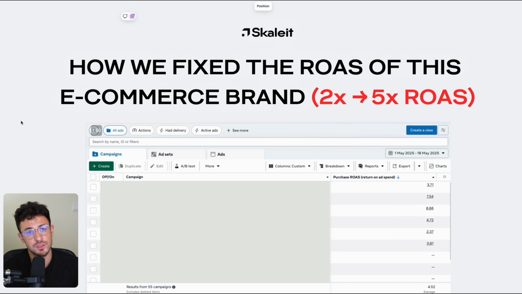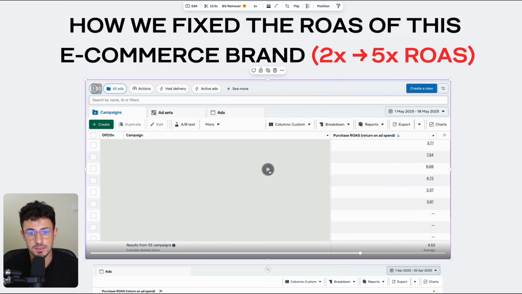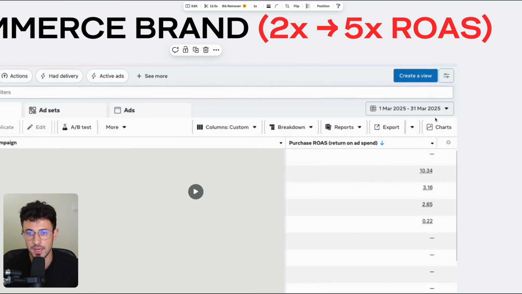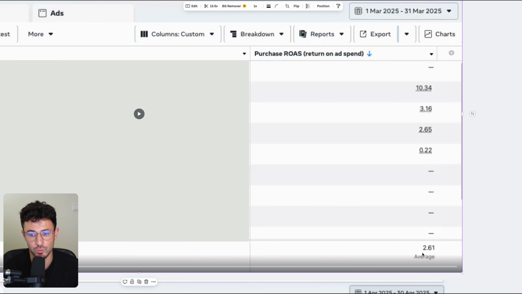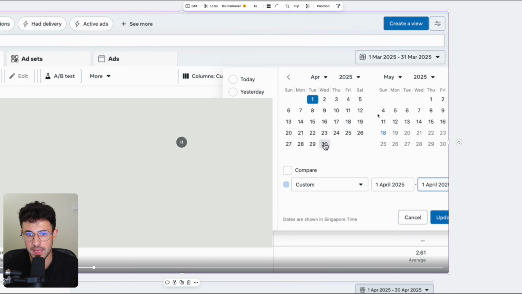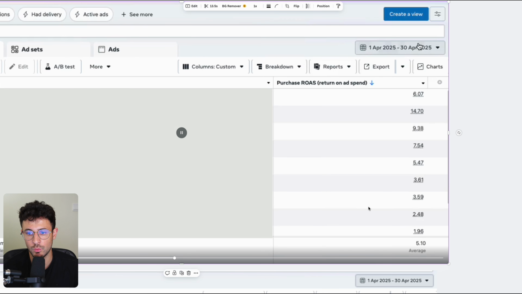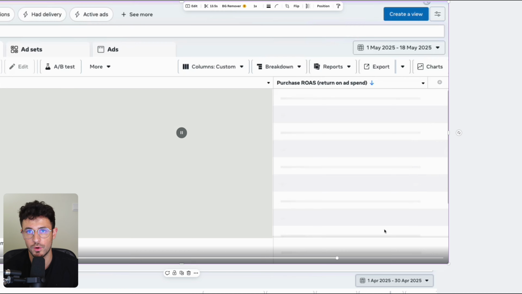How we were able to fix the return on ad spend of this e-commerce brand. Before going into the details, I want to show you guys the proof. As you can see, this is a screen recording directly from the Ads Manager, and this was the actual return on ad spend of this brand in March 2025. They had a 2.61 return on ad spend, and then in April we worked together and went to a 5.10, and then in May we went to a 4.52.